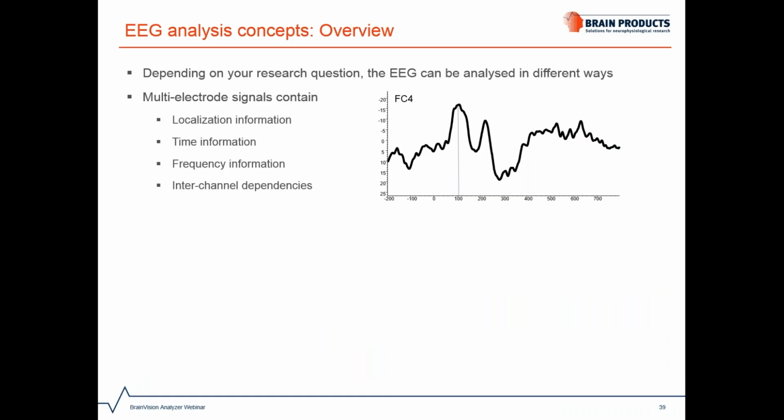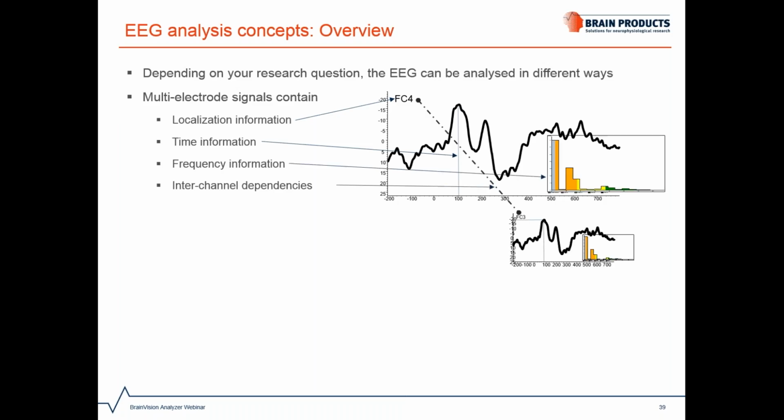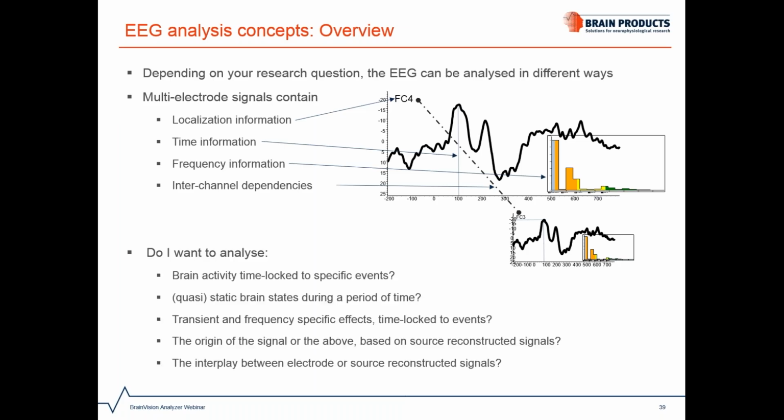In EEG analysis, the goal is to find the right method for your research question. As mentioned before, from the signals you record, you can get information about the location, about time, frequency, and also connectivity. The question is, what kind of effect am I looking for, and by which method is it best revealed?